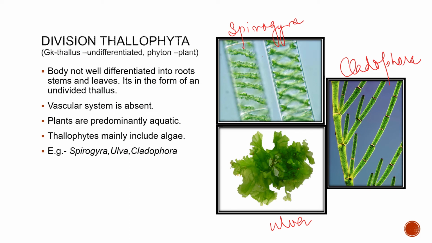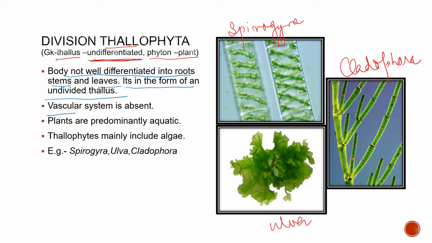Now Thallophyta, thallus, what does the term thallus mean in Thallophyta? It comes from the term undifferentiated. These are all Greek terms, and phyton in Greek means plant. The body is not well differentiated into roots, stems and leaves. It is in the form of an undivided thallus. So thallus is undivided and it is not well differentiated into roots, stems and leaves.